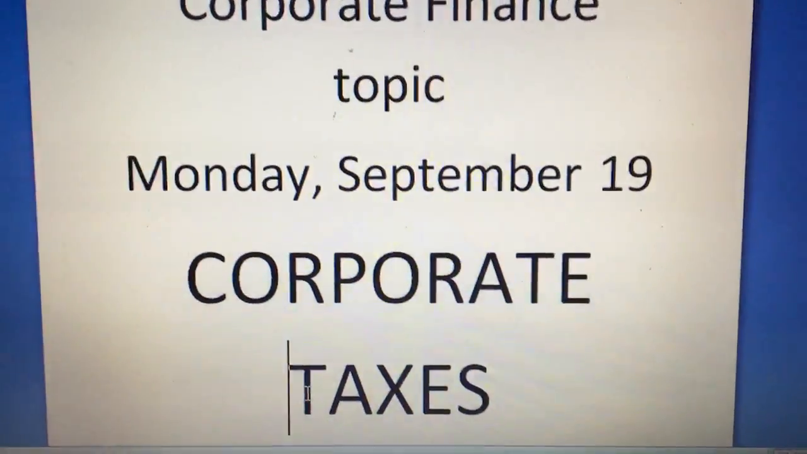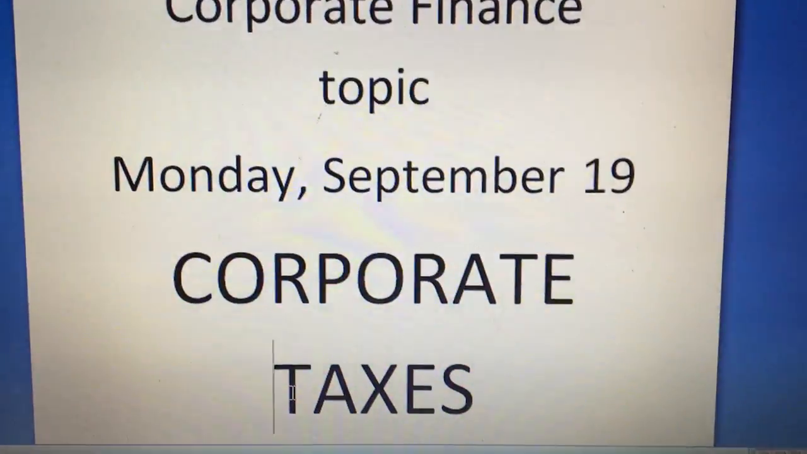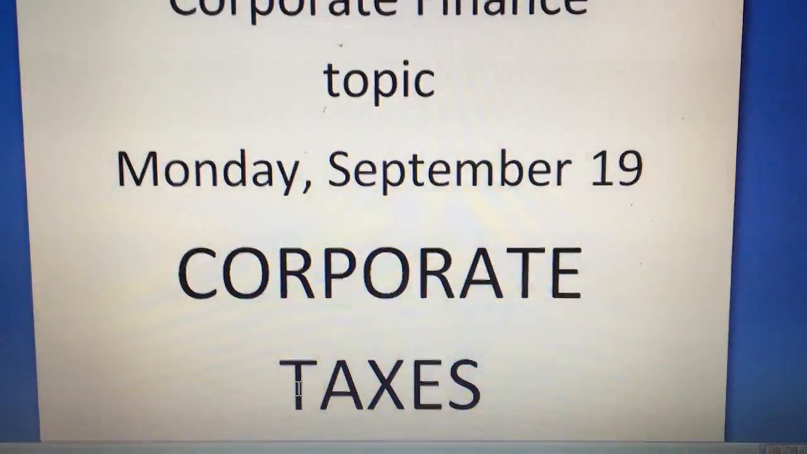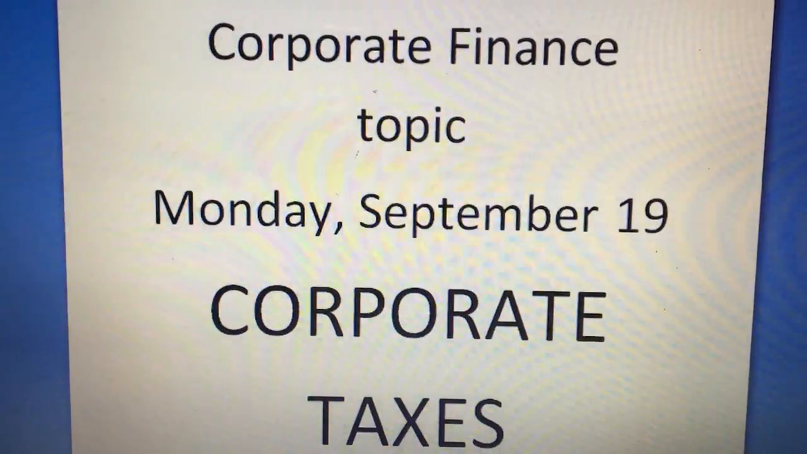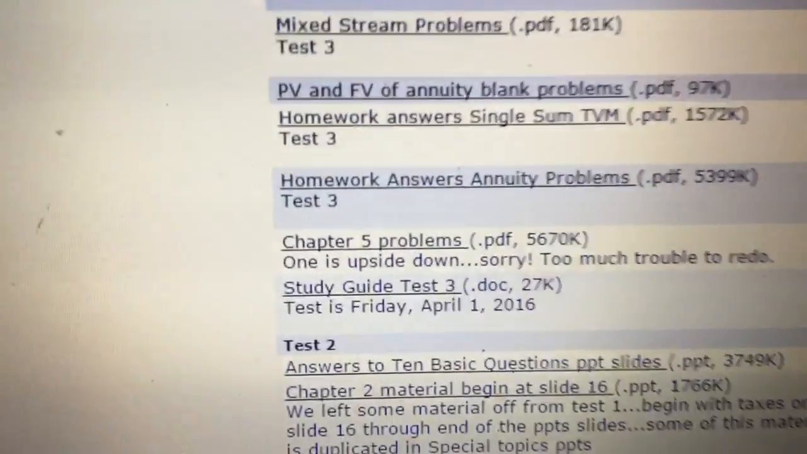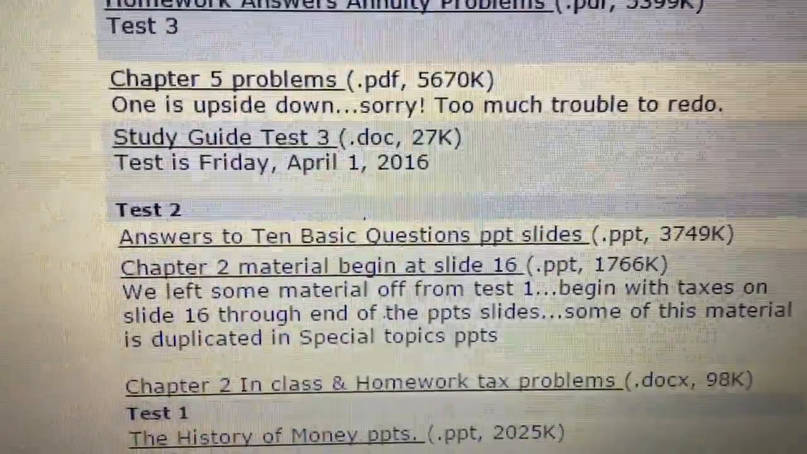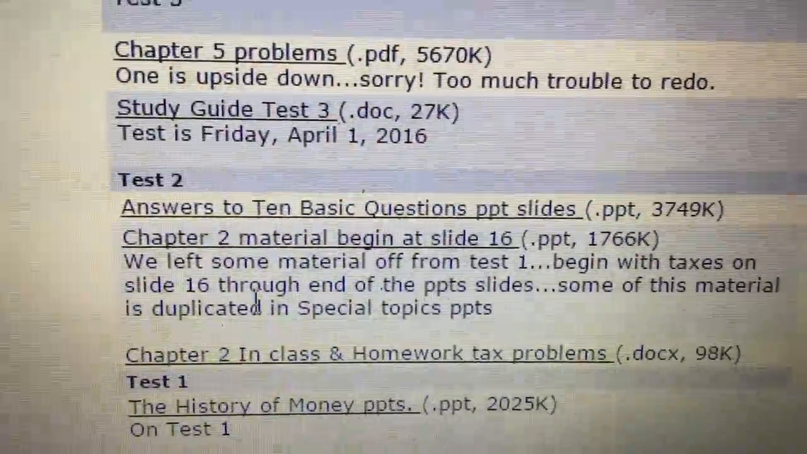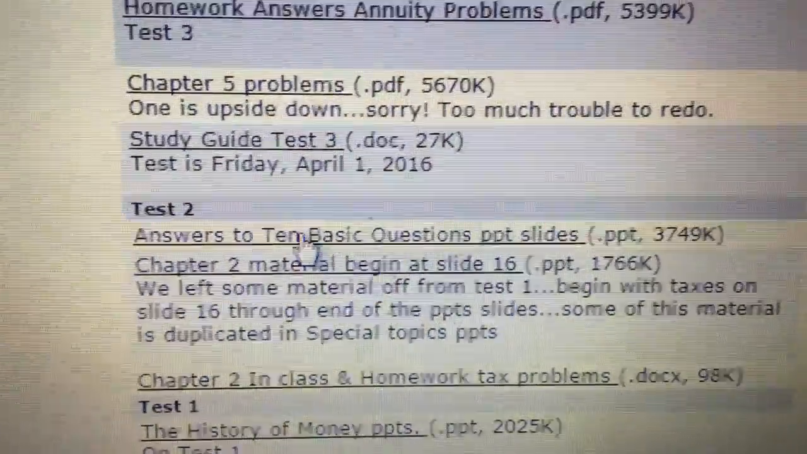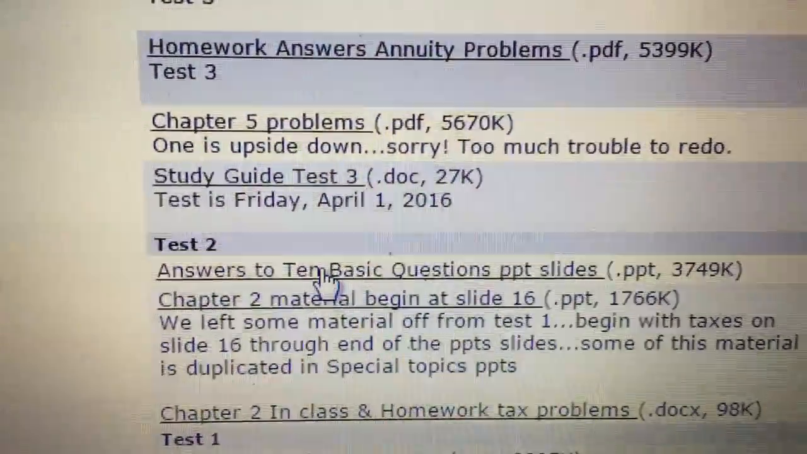be due on Wednesday. Okay, the first thing I want to do is for you to go to your Wolf Den page. So let's go over here. And I want you to find Test 2 material. I have 3 items there for you. Okay, the first item, you need to review this material for a quiz on Friday.